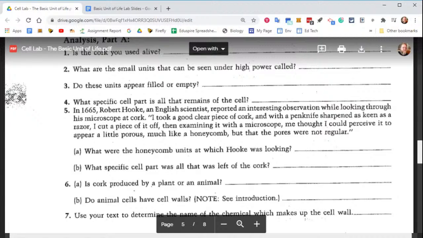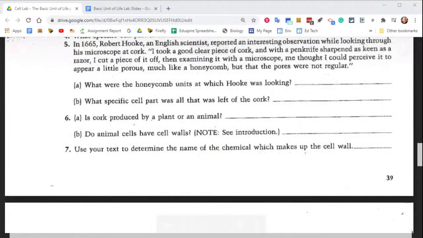And then it goes into talking about Robert Hooke and these honeycomb units. So this is kind of repetitive from the first couple of questions. What are the honeycomb units that he was looking at? Well, he's looking at cells. And again, what's the specific part that's left? Well, that's the cell wall. If there's a cell wall, then is that cork a plant or animal? And then do animal cells have cell walls? And I kind of give you that answer as well. Cell wall only in a plant cell.